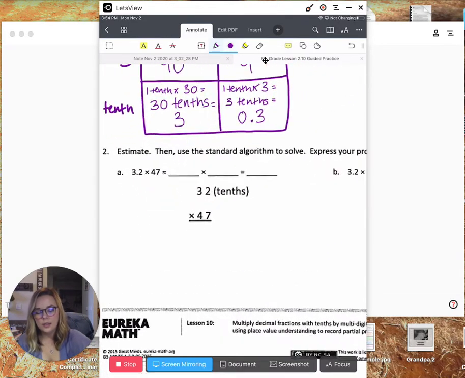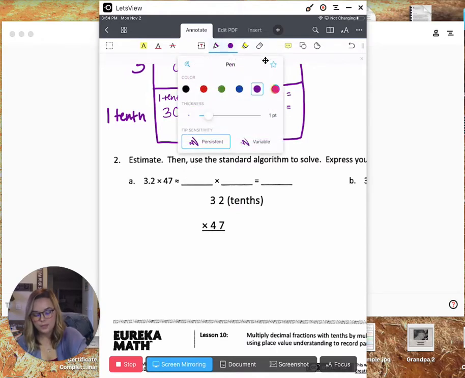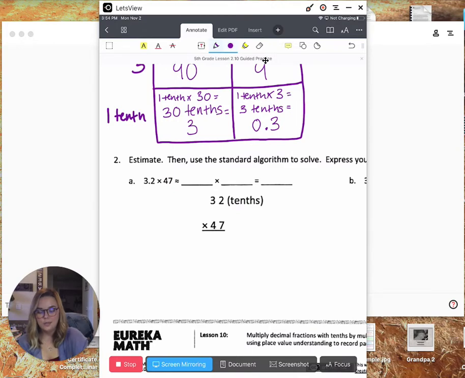So let's take a look at number 2. And we're going to multiply using the standard algorithm. So the first thing we're going to do is estimate. 3 2/10, we can round to 3. 47, we can round to 50. When we multiply, we get 150. So my answer is going to be somewhere around 150.